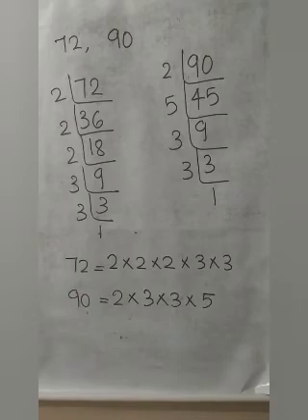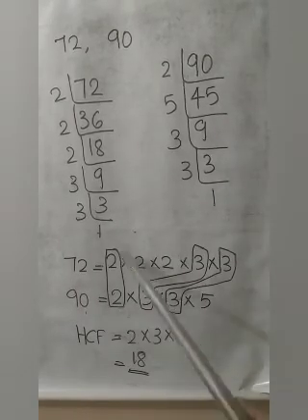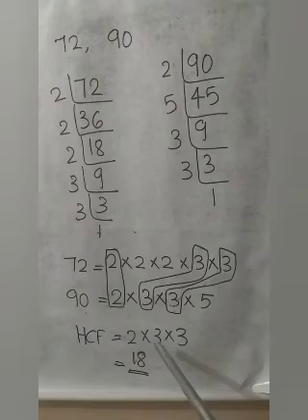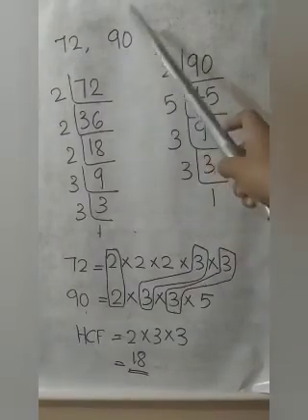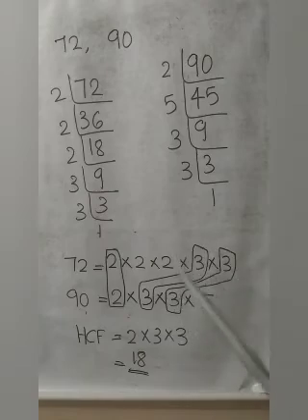So what is common here? One set of 2 is common and two sets of 3s are common here. So what is that? 2 into 3 into 3. What is that? 2 into 3 is 6, 6 into 3 is 18. So HCF of 72 and 90 is what? 18. Children, keep in mind that we are taking only what is common in both the factors.